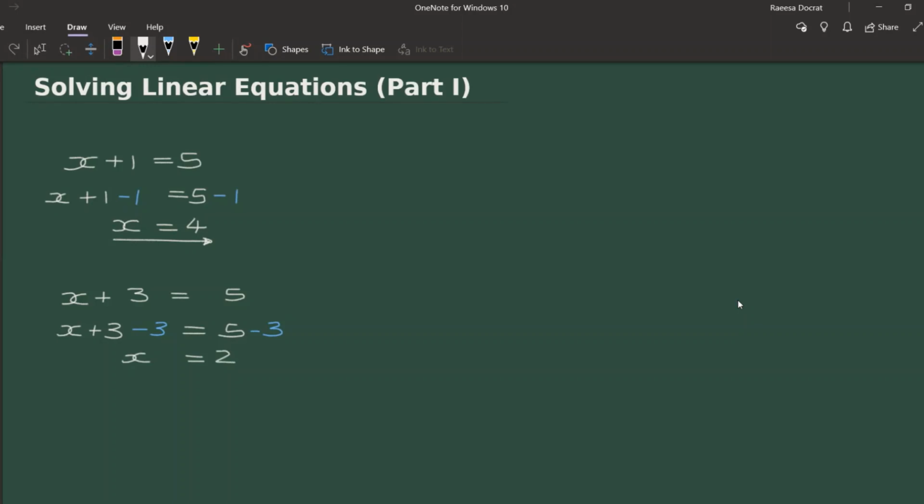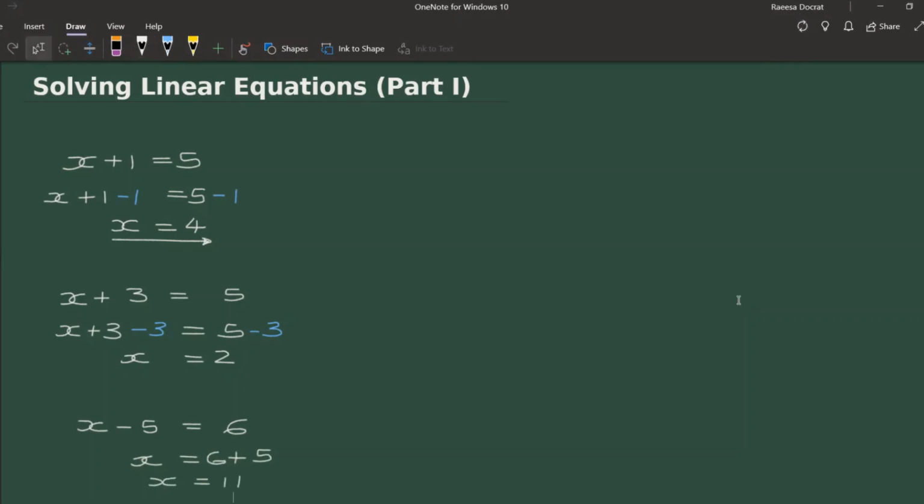So often we leave out the step that we explicitly minus the 3 on both sides and we say we take it over. So we have x minus 5 is equal to 6. So for this one over here, we take over the 5 and we change the sign. So that's the equivalent of these steps, the short way. So then this here is 6 and we change the sign, plus 5. And then we get that x is equal to 11.